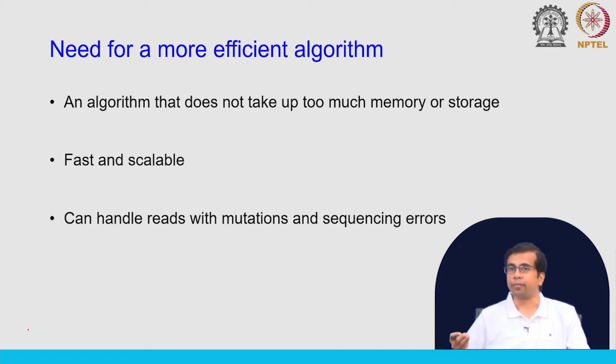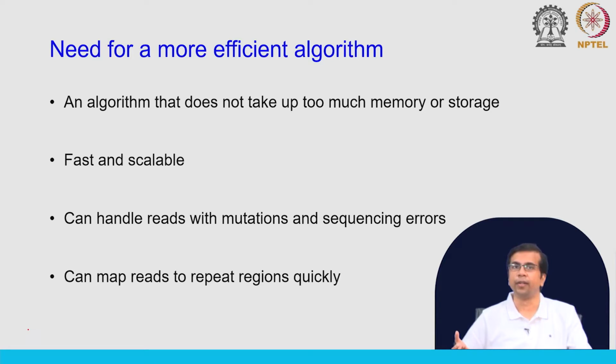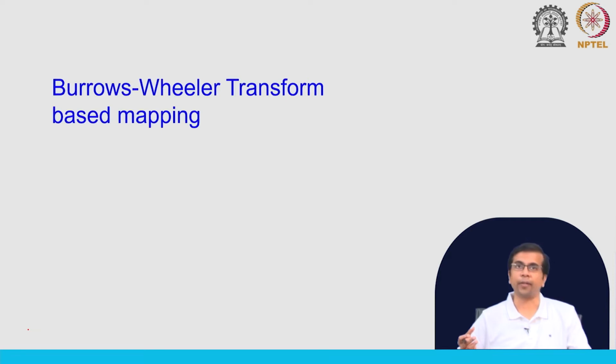And of course, this method should be able to handle reads with mutations and sequencing errors, because this is part and parcel of next generation sequencing data. So, you will have reads with sequencing errors and mutations, and it should also be able to map reads to repeat regions quickly. It should not take too much time to do this process. Can we design this kind of algorithm, or is there an algorithm that can do that?